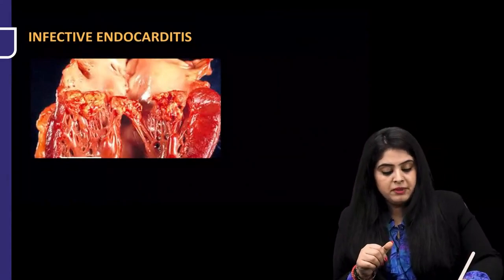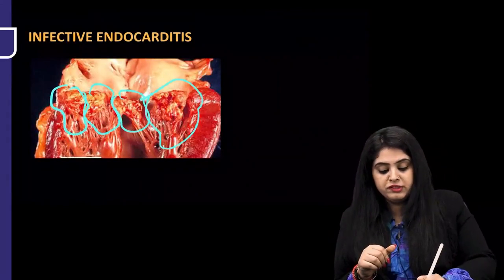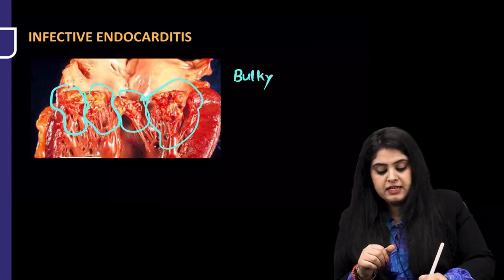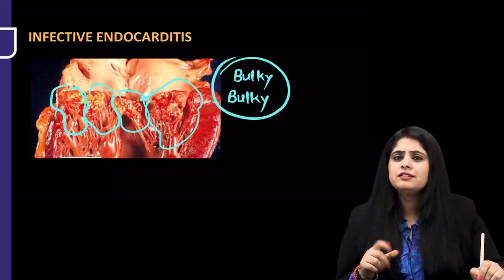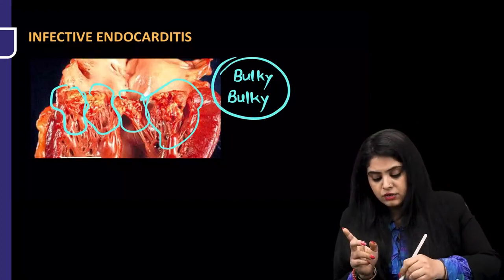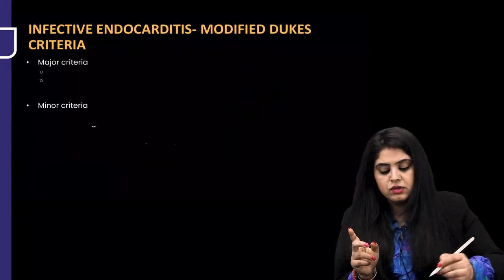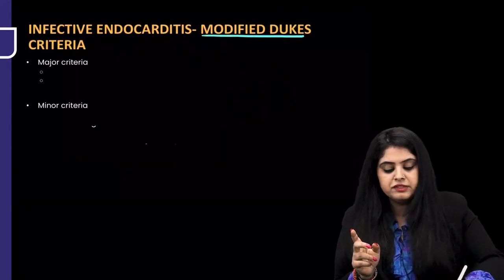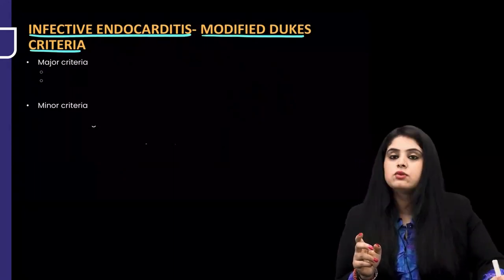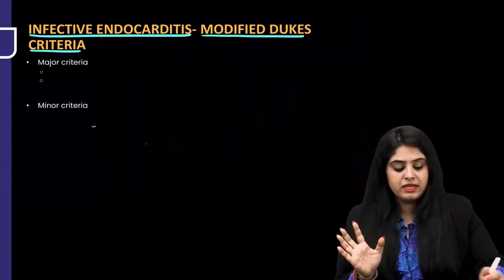Ye dekho, the big bulky bad vegetations which were infected also. This was infective endocarditis. What is the criteria that you have for infective endocarditis? Duke's criteria, na? So do you want to quickly revise that also? What is the modified Duke's criteria that you have for infective endocarditis? Again, kuch major hoga, kuch minor hoga.